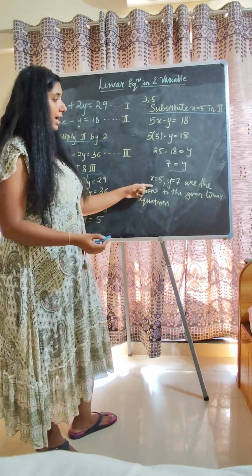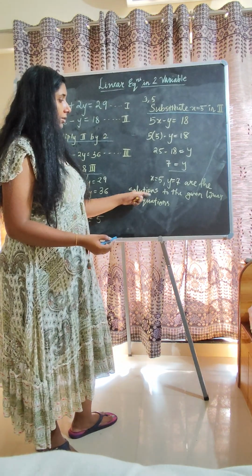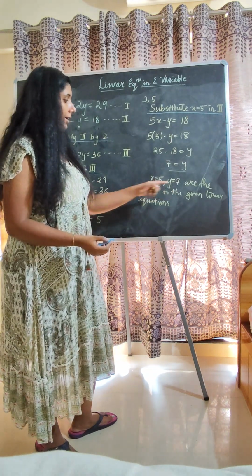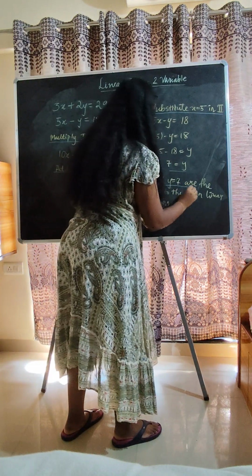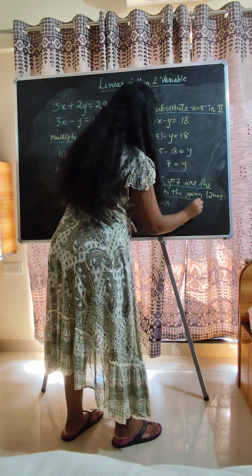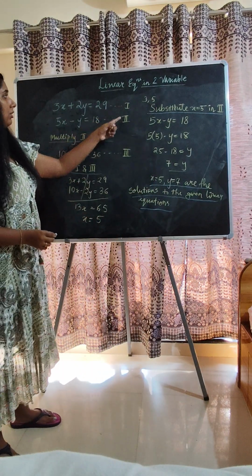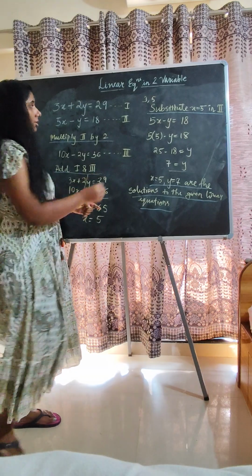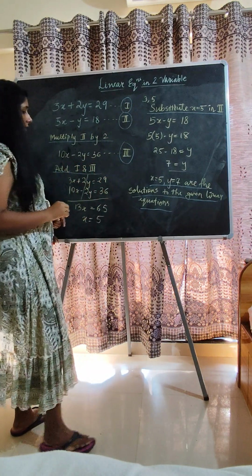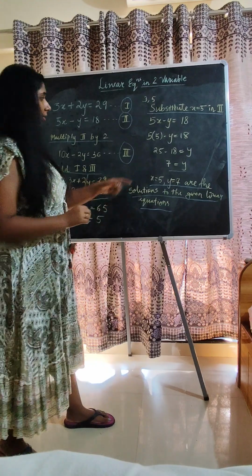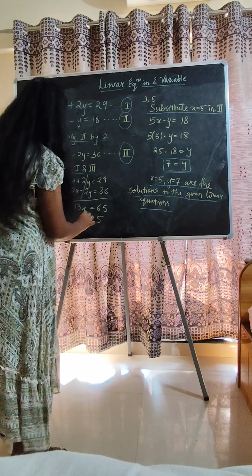Eventually, when you come to the end of the sum, you need to write the statement, x is equal to 5, y is equal to 7 are the solutions to the given linear equations. So this statement is also compulsory. And always mark the equation numbers. Like this is 1, this is 2, this is 3, and where you got x, where you got y. You can box this for clearer understanding.